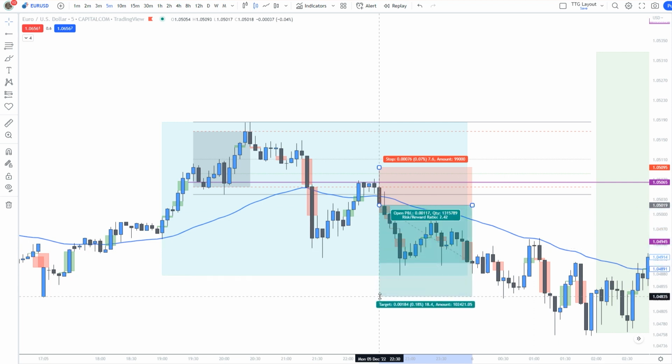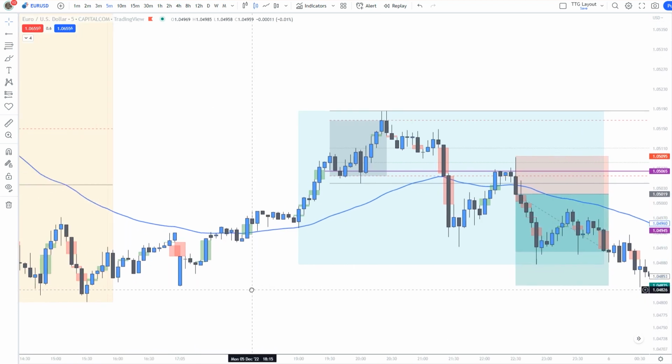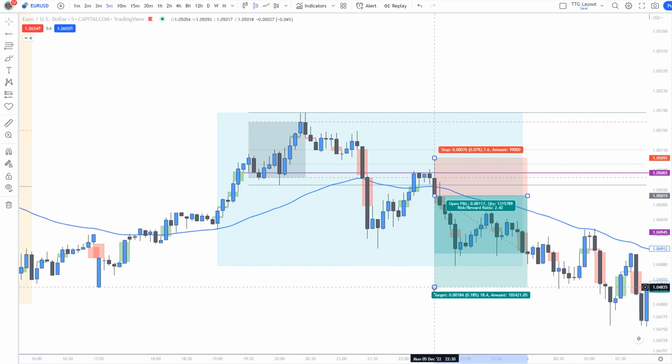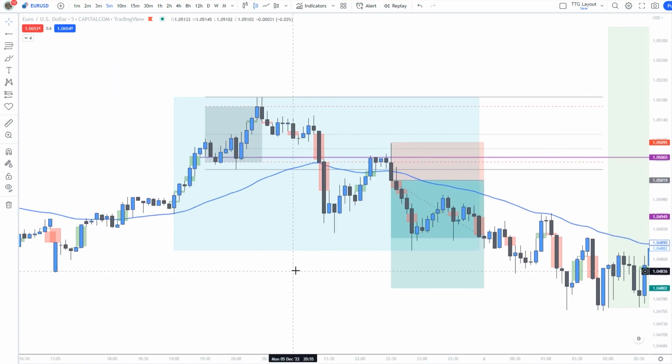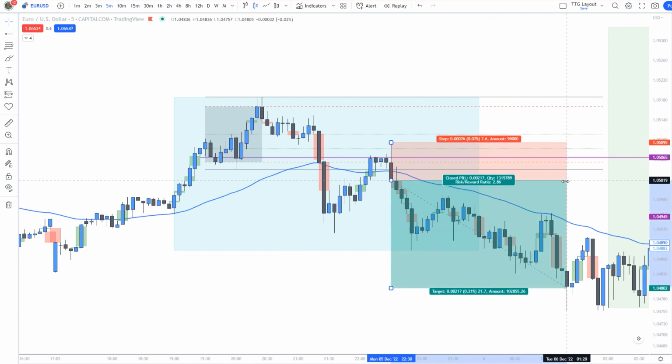The take profit I like to set to previous lows or the low of a previous session. The stop loss here is pretty tight. Depending on your personal risk management and trading style, you can increase it, for example, above the mid-level of the DR.